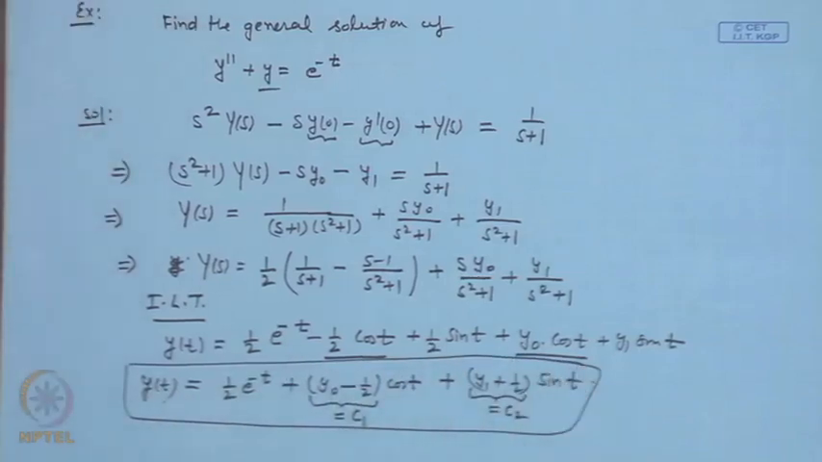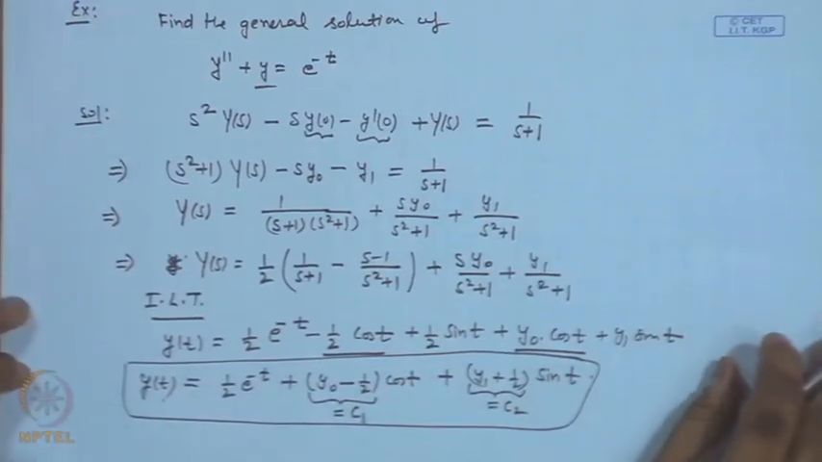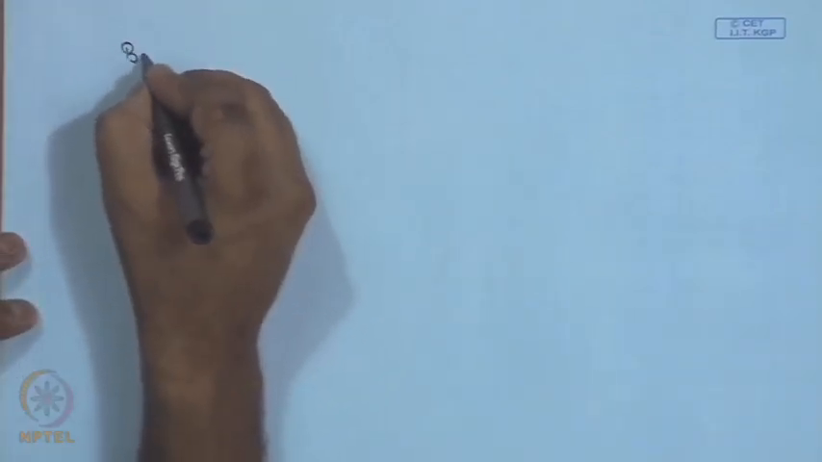So, this was the example where we found the general solution of the differential equation, and now we continue for the boundary value problems. Instead of the initial value problems, we have the boundary value problem.